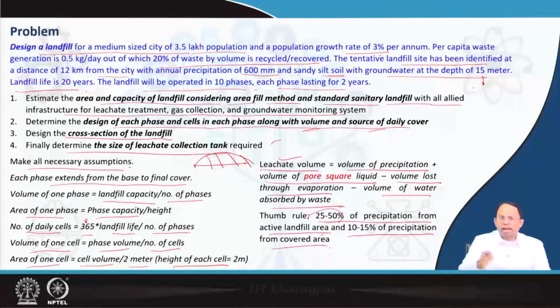Because there is no final cover given, but 10 to 15% of precipitation from covered areas, that is intermediate covered areas or final covered areas, only a limited amount of water enters from those areas. So that is around 10 to 15%. In case of final cover, this is even lesser. So as you can understand, it is very, very complicated. It needs to be as per actual design, actual state of operation. We need to determine how much precipitation will go inside this particular landfill site.